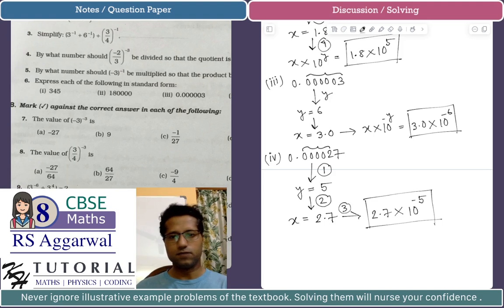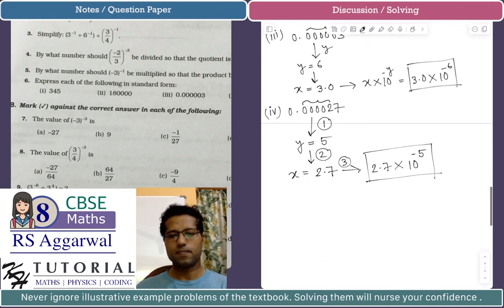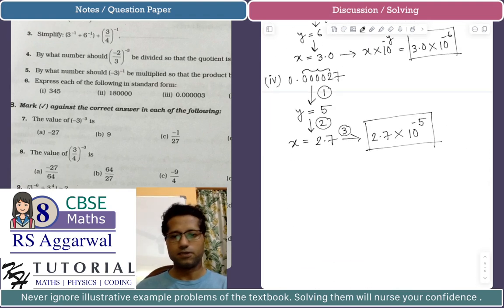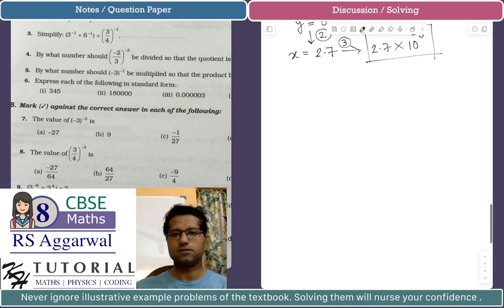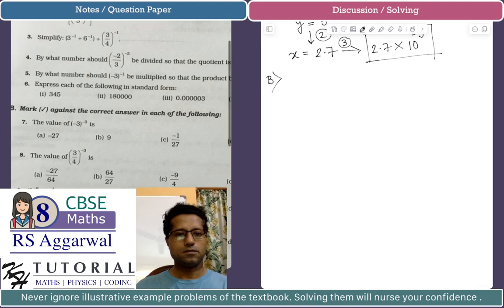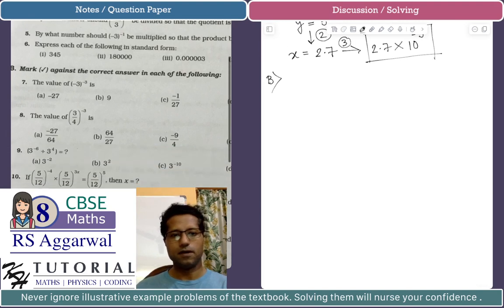Okay, this was question number 6. Now we completed section A. Now we start section B. Section B, these are all MCQ questions. We have to choose the correct choice.